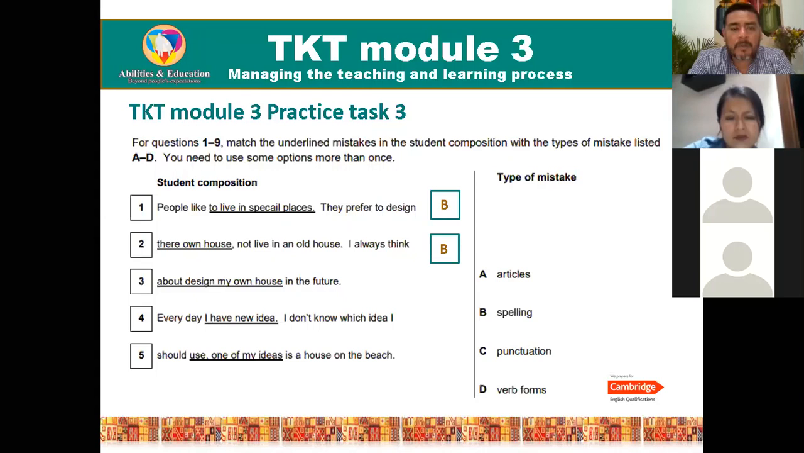All right. It is a composition, and in it, each line belongs to the same composition, all right? So it's people like to live in special places. They prefer to design their own house, not live in an old house. I always think about design my own house. What's the mistake here? The verb form. Because after prepositions, like after about, the form of the verb is the ing form, right? After of, in, about, and so on, the form of the verb is the ing form. So we should be familiar with these things. We should know these things because you are the teachers.